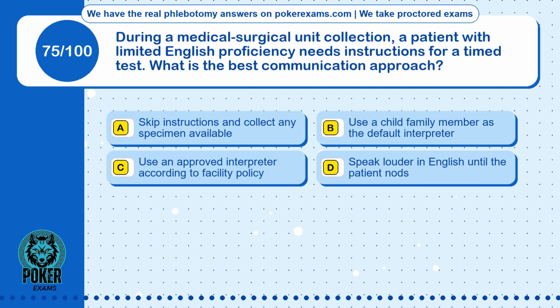Question 75. During a medical surgical unit collection, a patient with limited English proficiency needs instructions for a time test. What is the best communication approach? Option A, skip instructions and collect any specimen available. Option B, use a child family member as the default interpreter. Option C, use an approved interpreter according to facility policy. Option D, speak louder in English until the patient nods.